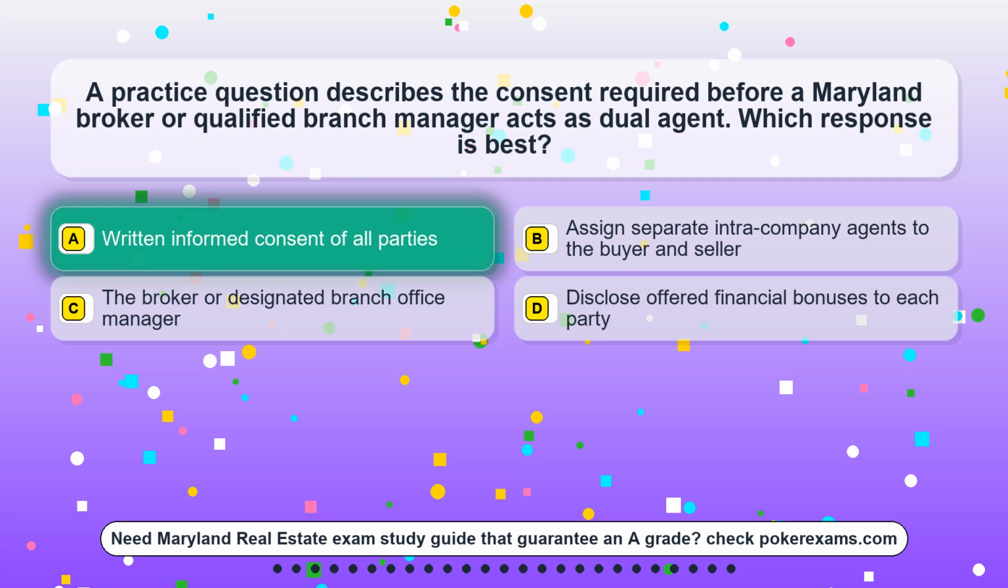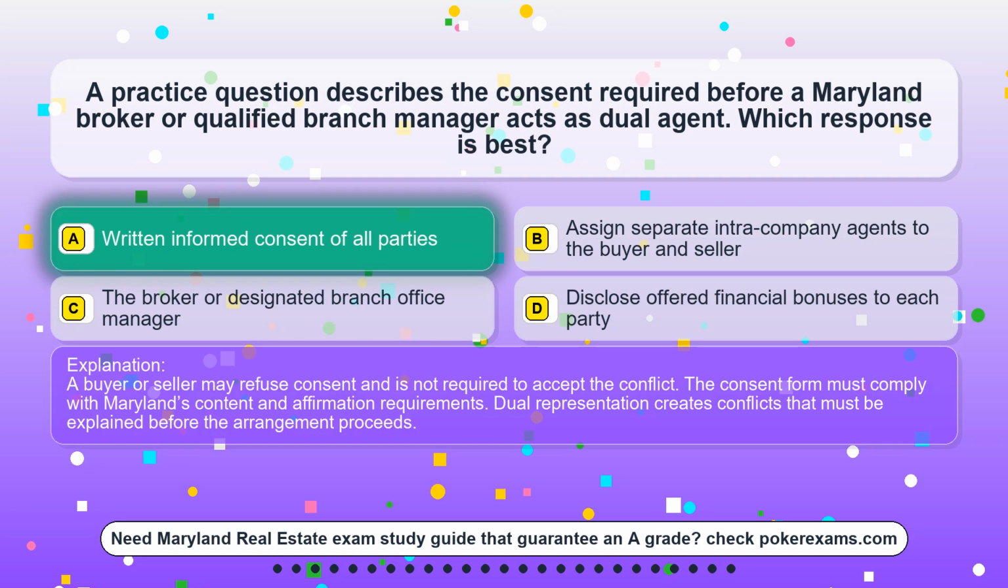The correct answer is option A, written informed consent of all parties. A buyer or seller may refuse consent and is not required to accept the conflict. The consent form must comply with Maryland's content and affirmation requirements. Dual representation creates conflicts that must be explained before the arrangement proceeds.